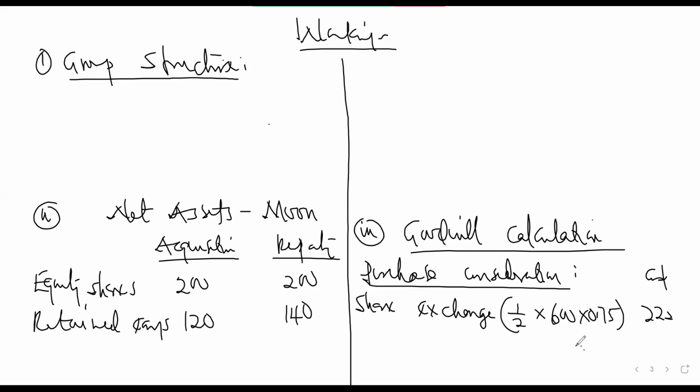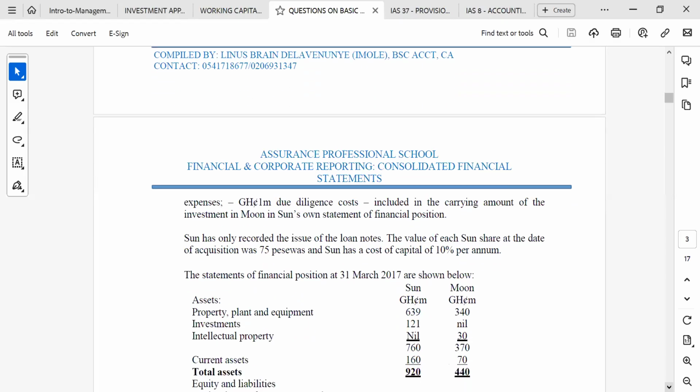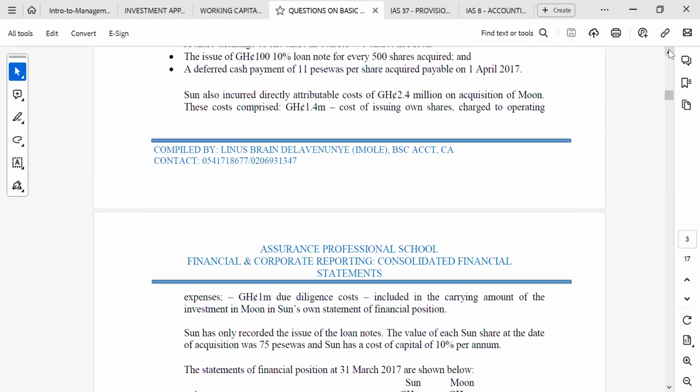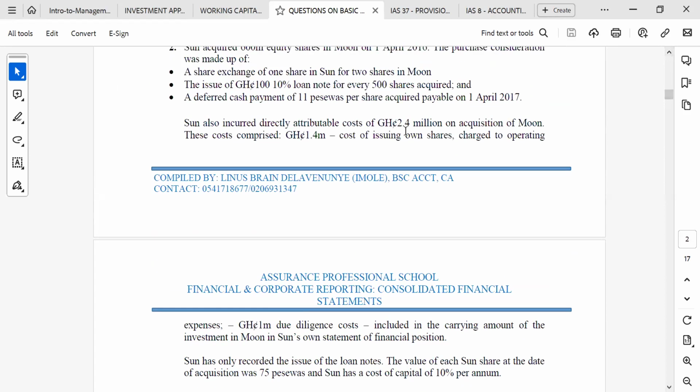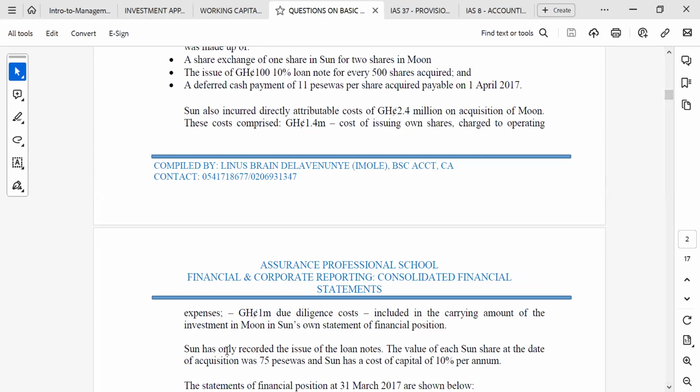Okay, you ask yourself whether the share exchange has been recorded. No, it has not been recorded, because the investment that we have is only 121. If the share exchange should be recorded, it will be more than that. Look at this information here: Sun has only recorded the issue of the loan notes. It means that a share exchange and a deferred consideration has not been recorded. What will be the entry for the share exchange now?